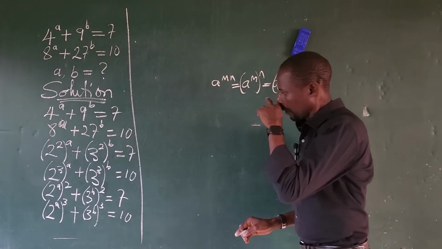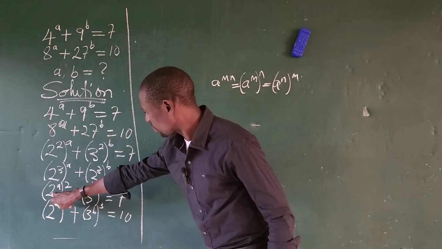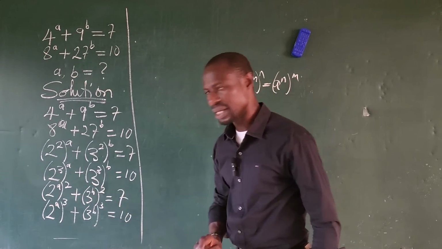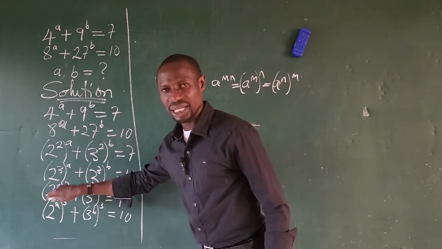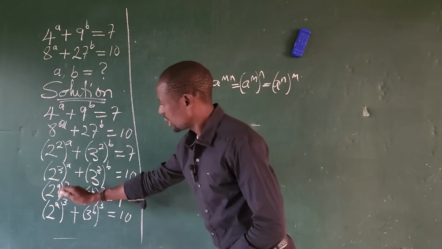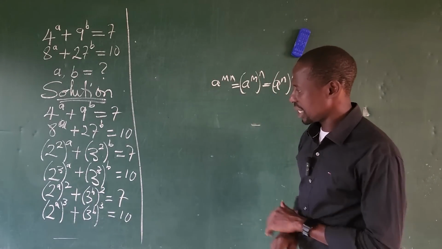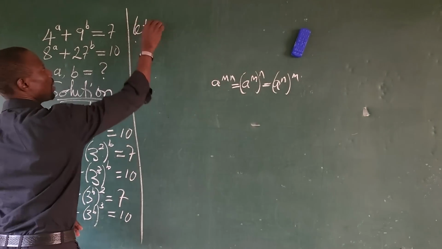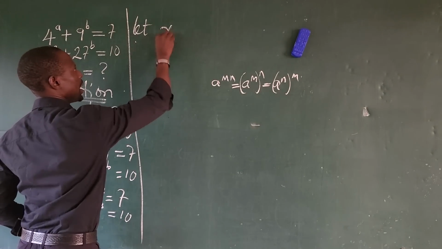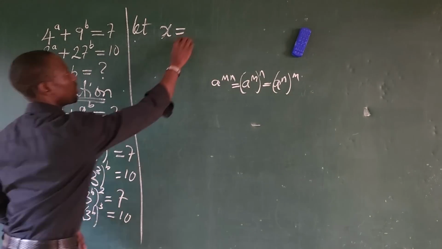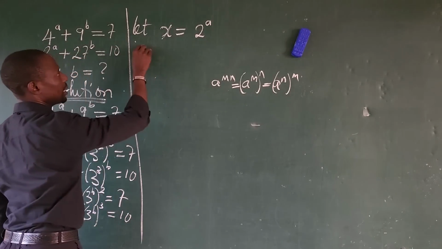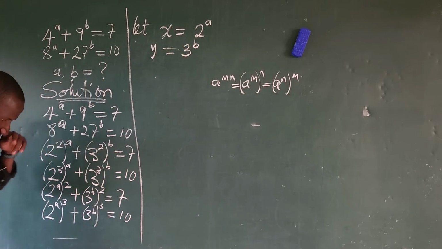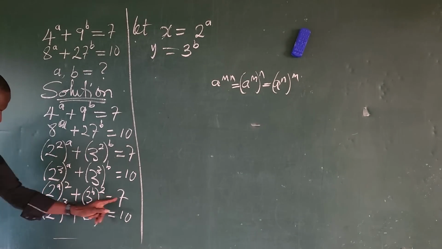Now if we look at this carefully, we have 2 to the power of a, 2 to the power of a, 3 to the power of b, 3 to the power of b. So we can bring in another alphabet. Let's use x and y. Let x be equal to 2 to the power of a, and y be equal to 3 to the power of b. And so we can rewrite this equation and this equation.